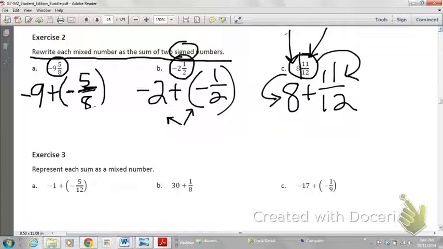Okay, so exercise C is just asking you to represent each sum as a mixed number, so just working the opposite way around. So if you take a few minutes to go ahead and do that, and check on back.